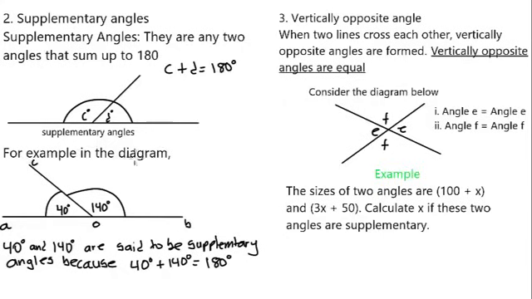Now let's come down here. For example, in the diagram, we have this diagram showing angle AOB. Angle AOB means I'm mentioning the whole of this angle. Now on this straight angle you are seeing here, we can see that the angle is divided into two, 40 and then 140.